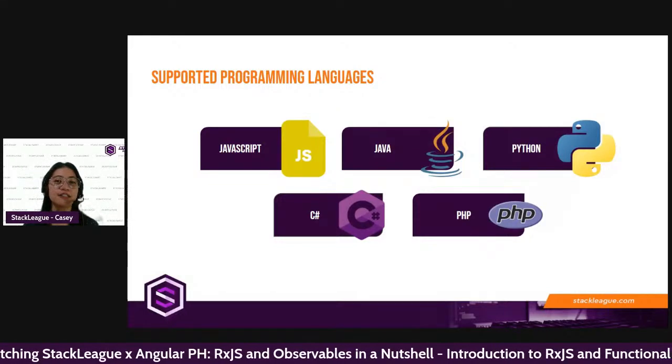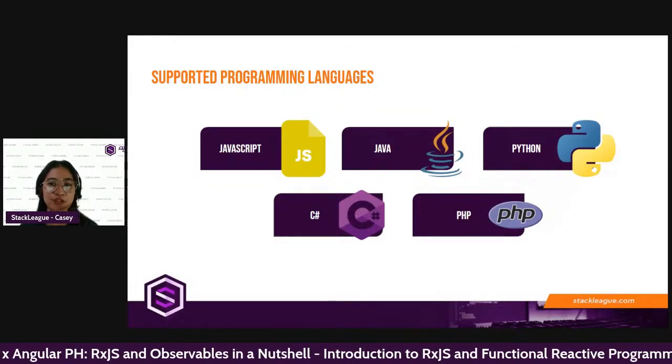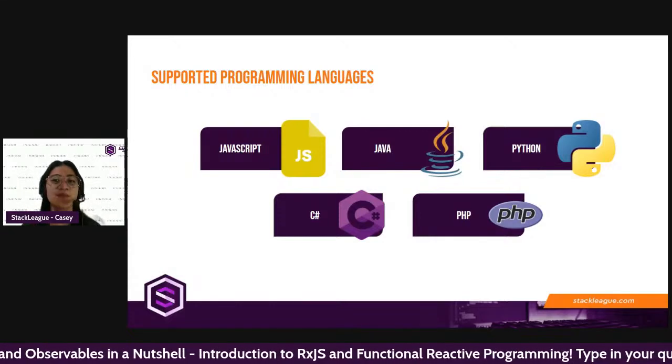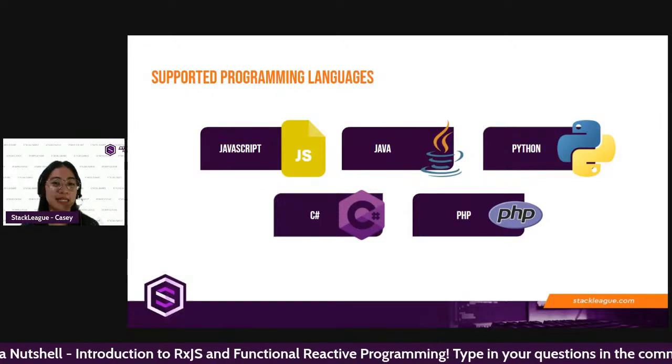Next would be the competition itself. These are the five supported programming languages in the league: JavaScript, Java, Python, C Sharp, and PHP.